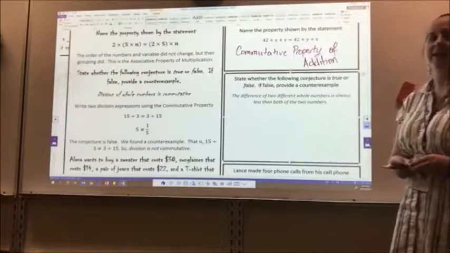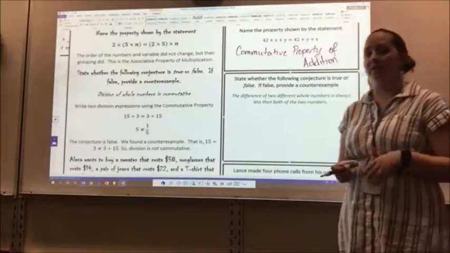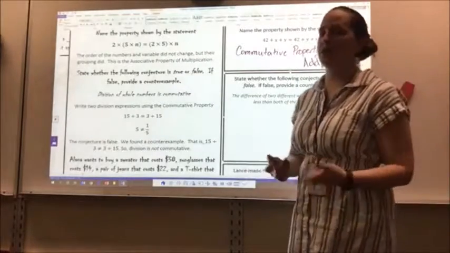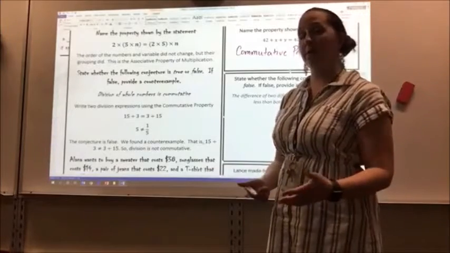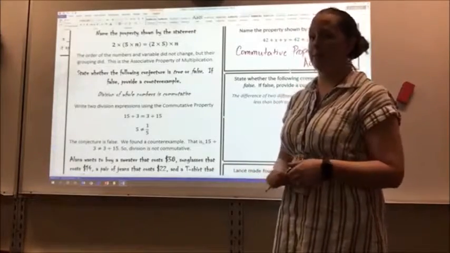Okay. It's really important that you include whether it's a commutative property of addition or multiplication. Super easy thing to recognize. If you're multiplying, it's commutative property of multiplication. If you're adding, it's commutative property of addition.